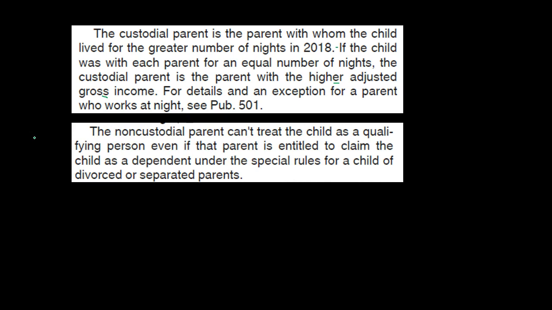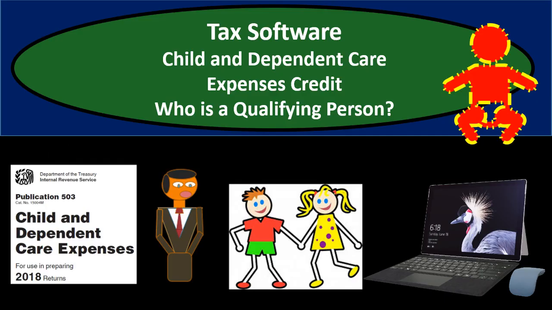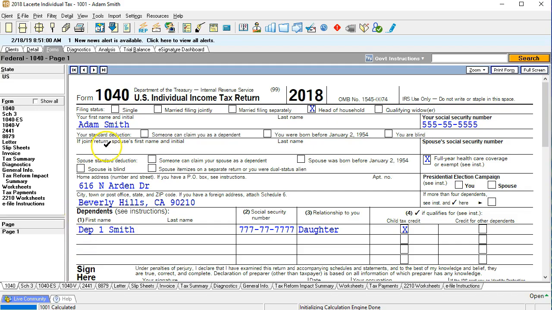Back to the text. The non-custodial parent can't treat the child as a qualifying person even if that parent is entitled to claim the child as a dependent under the special rules for a child of divorced or separated parents. In this presentation, we will use tax software to test who is a qualified person related to the child and dependent care expenses credit. Here we have our test 1040.